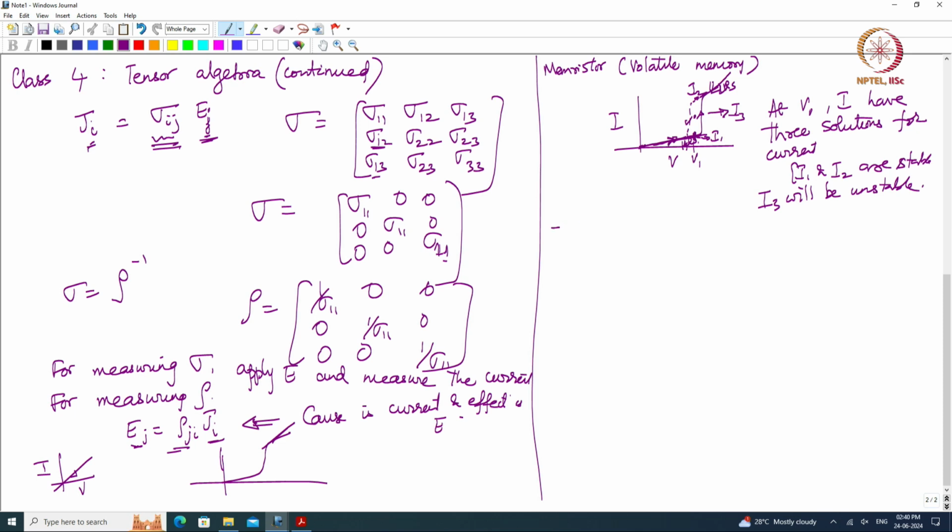But if I control current, I see something like this. At a given current, there is only one solution for voltage. So at this current, there is only one solution for voltage. So although this seems to be an unstable solution when I apply voltage, it becomes a stable solution when I apply current.